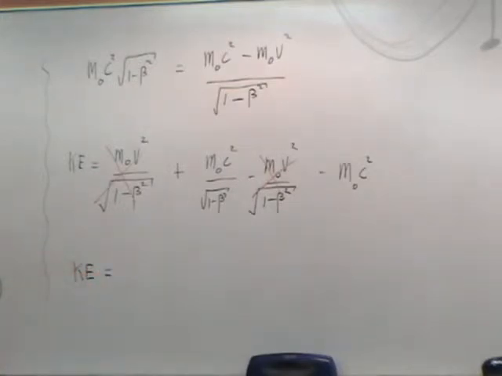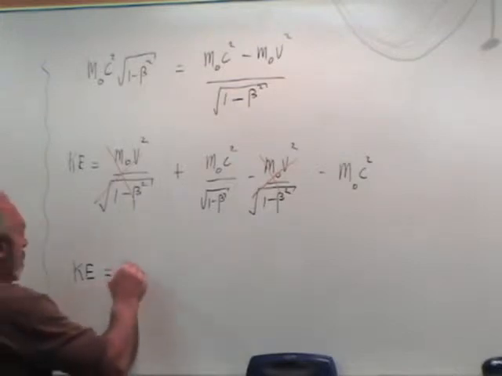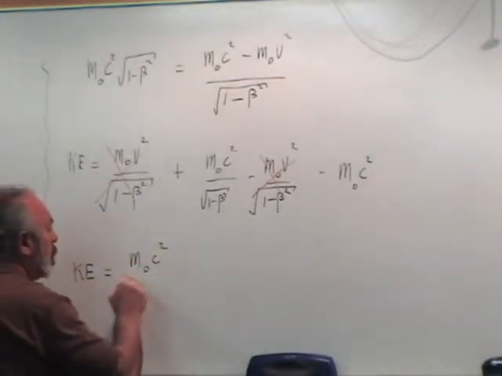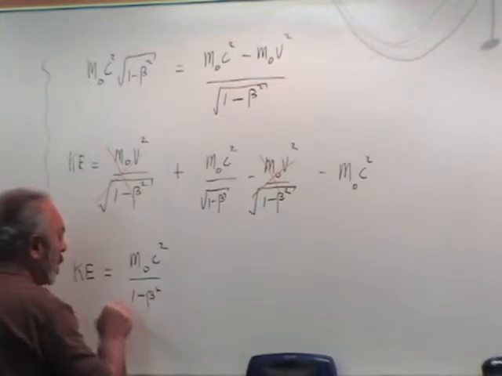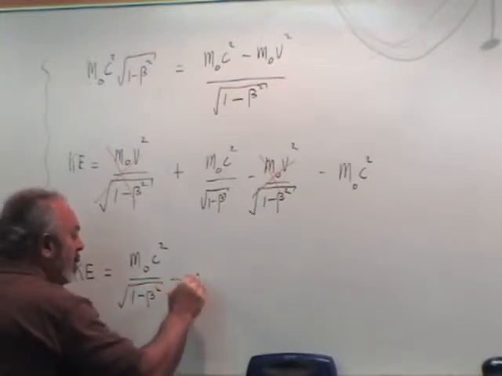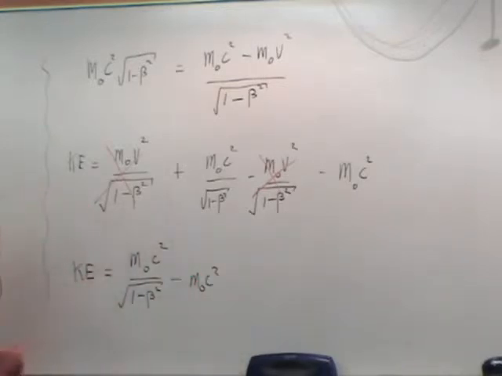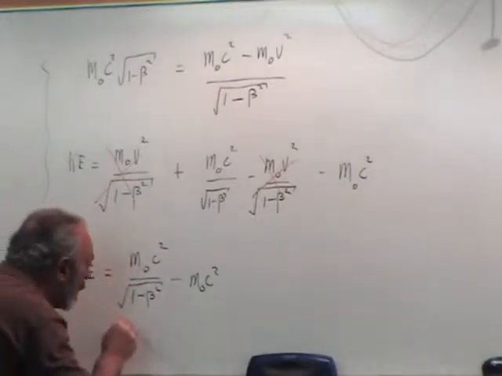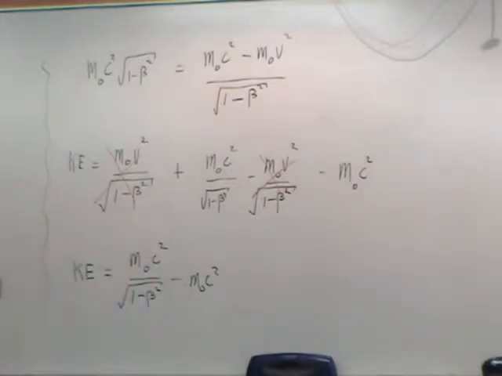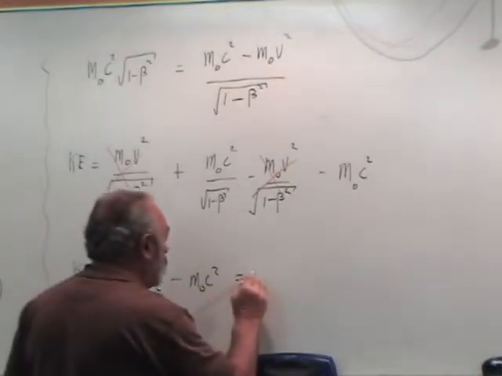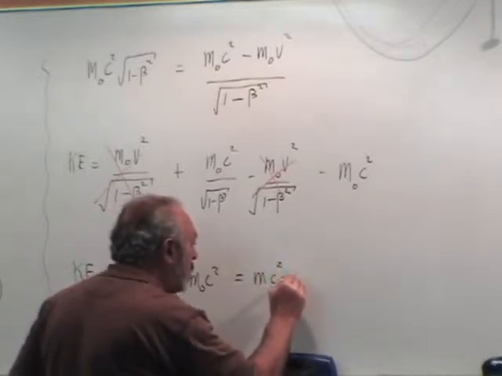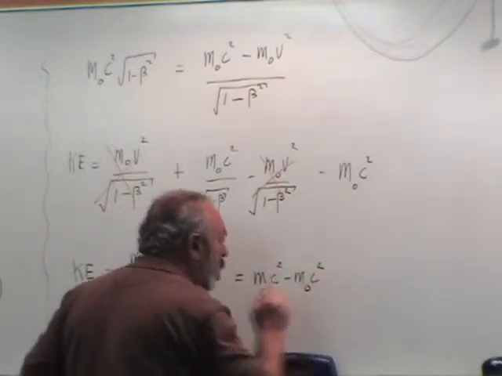How come you're not excited? Isn't this fun? Aren't we having fun? The kinetic energy is equal to m naught c squared over the square root of 1 minus beta squared, minus m naught c squared. But of course, we recognize this creature right here as simply m, not m naught, but m. So, kinetic energy is equal to mc squared minus m naught c squared.